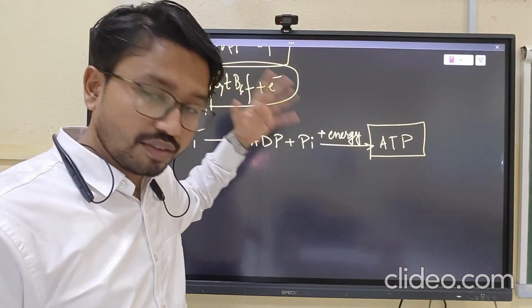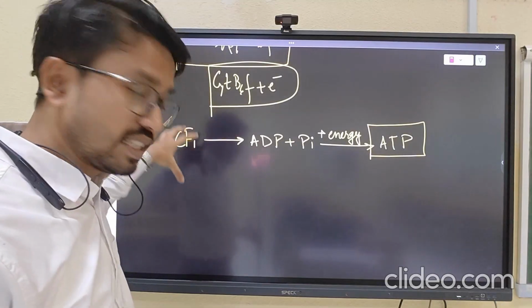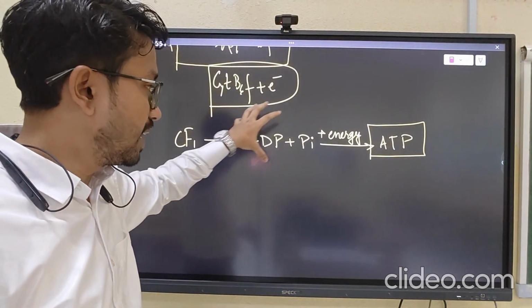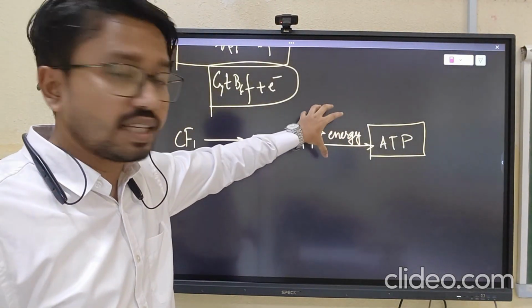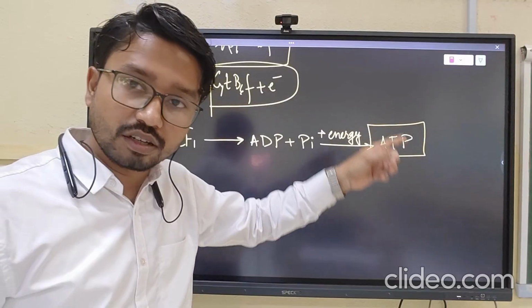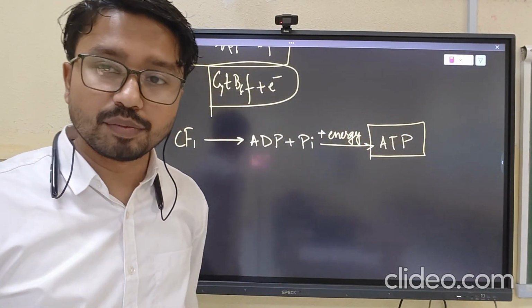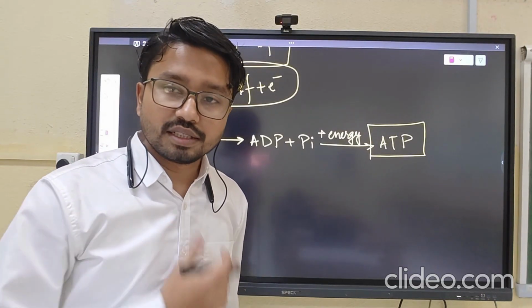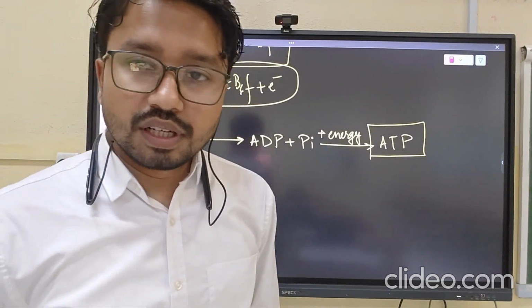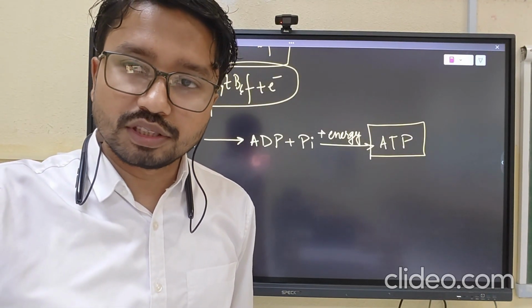CF1 and CF0 make up the ATP synthase complex. Among them, CF1 changes its configuration, binds with ADP and Pi, uses the energy it receives from CF0, which receives the energy from the passing out of the hydrogen ions, and finally synthesizes the ATP molecule. Alright, that's it. Hope you have understood a little bit about the chemiosmotic hypothesis.